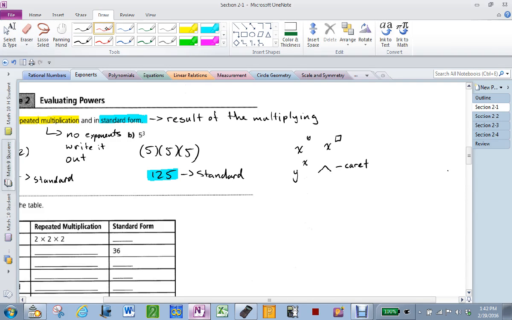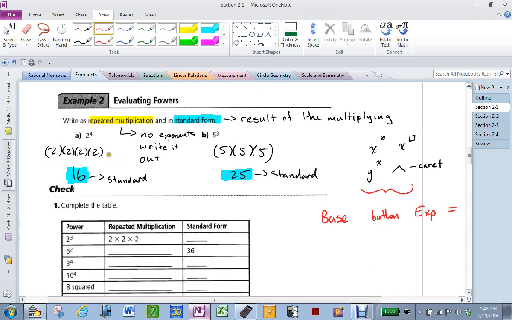You push your base, then whichever button you have, your exponent button, then your exponent, and then equals. So now you should be able to do this. 2, exponent button, 4, equals. Get 16. What? 5, exponent button, 3, equals. I get 125. Is that right?